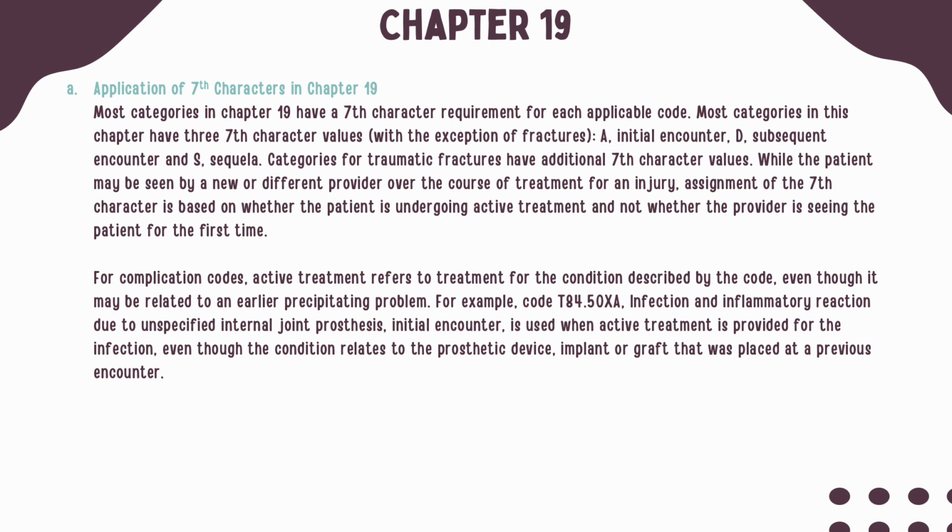When coding for complications, active treatment refers to treatment for the condition that is described by the code, even when it may be related to an earlier precipitating problem. For example, code S84.50XA for infection and inflammatory reaction due to unspecified internal joint prosthesis, initial encounter, is used when the infection is being actively treated. It is possible that this can occur even after the prosthetic device, implant, or graft was placed at a previous encounter.